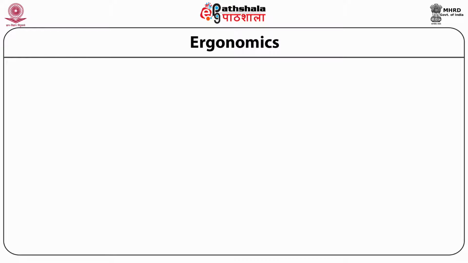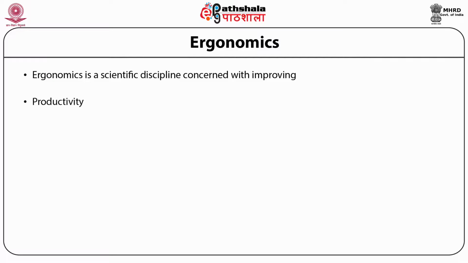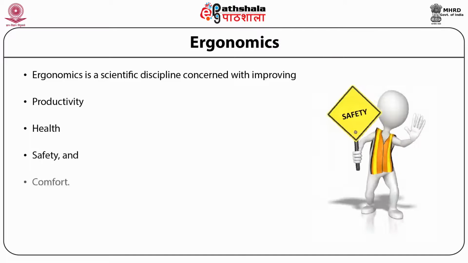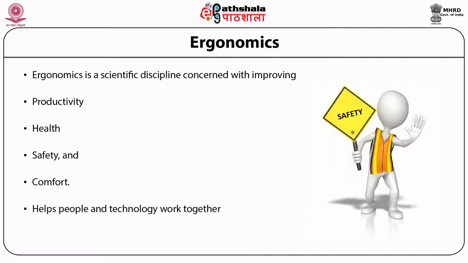Ergonomics. In a highly competitive academic environment, the library is an essential component of an institution's intellectual expression. Libraries must design their spaces in a way that meet the needs of the 21st century learning, teaching, and research. Ergonomics is an important aspect of design. Ergonomics is a scientific discipline concerned with improving productivity, health, safety, and comfort, and helping people and technology work together. Ergonomic design should support humans in achieving operational objectives.